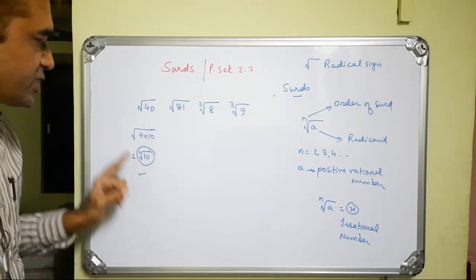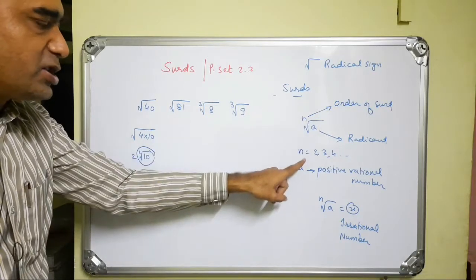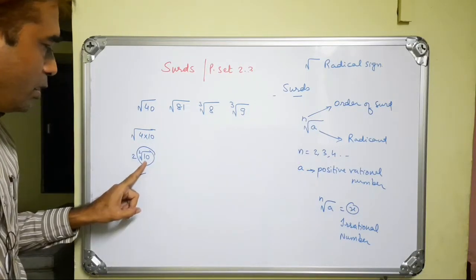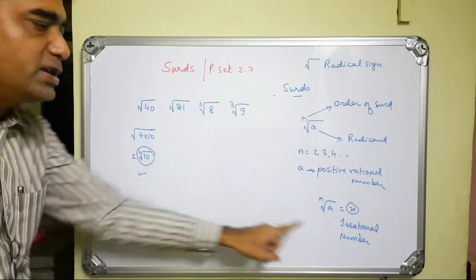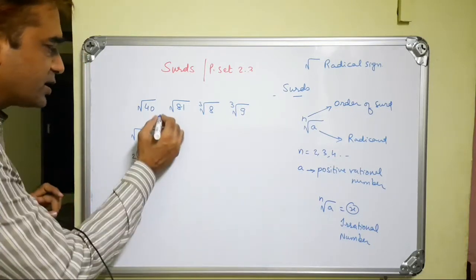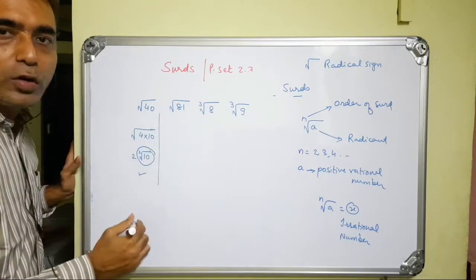3 conditions are satisfied. Order is a natural number greater than 1. Radicand is a positive rational number, and the value is irrational. Therefore this number is a surd. Next number is square root of 81.